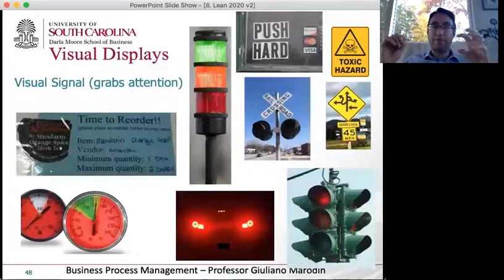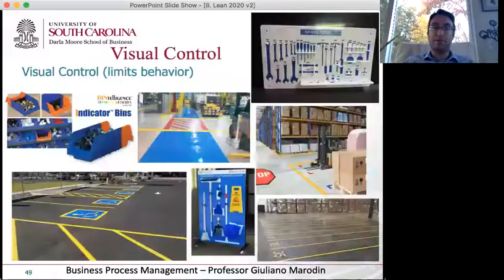The display will be something that grabs your attention. It's not only information, it's pulling your attention. You can do that with lights. You can do this with three lights, kind of common in a manufacturing plant. Here I have the crossroad signs, but I also have the lights there to take my attention. Toxic hazards, push hard, whatever it is. So it grabs, that's the word, grabs your attention.